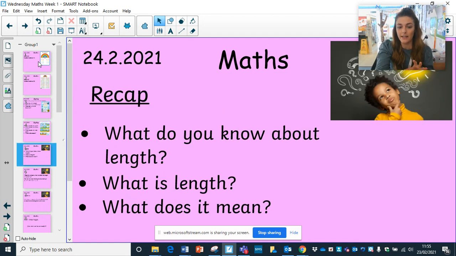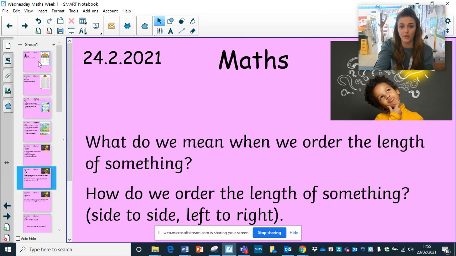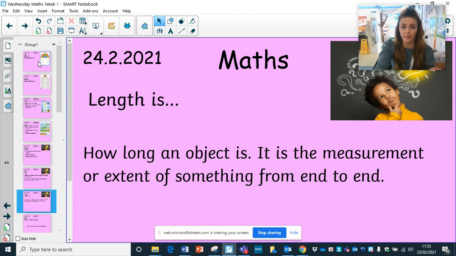So recapping on previous week's learning, so we don't forget about it, what do you know about length? What is length, and what does it mean? Okay, so think about those questions. You can share that verbally, by speaking, talking about it, or you can write it down. So what do we mean when we order the length of something? How do we order the length of something? And there's a definition here of what length is. So to remind you, it is how long an object is, the measurement or extent of something from end to end.